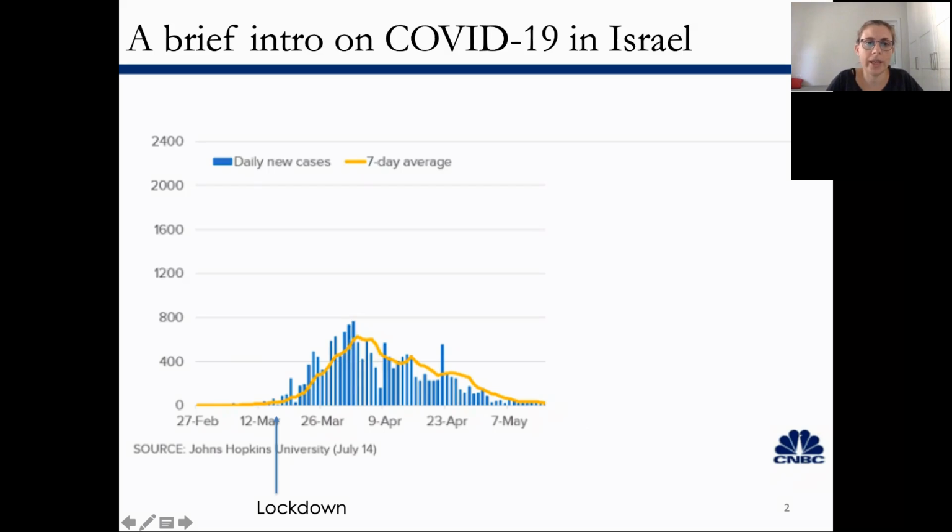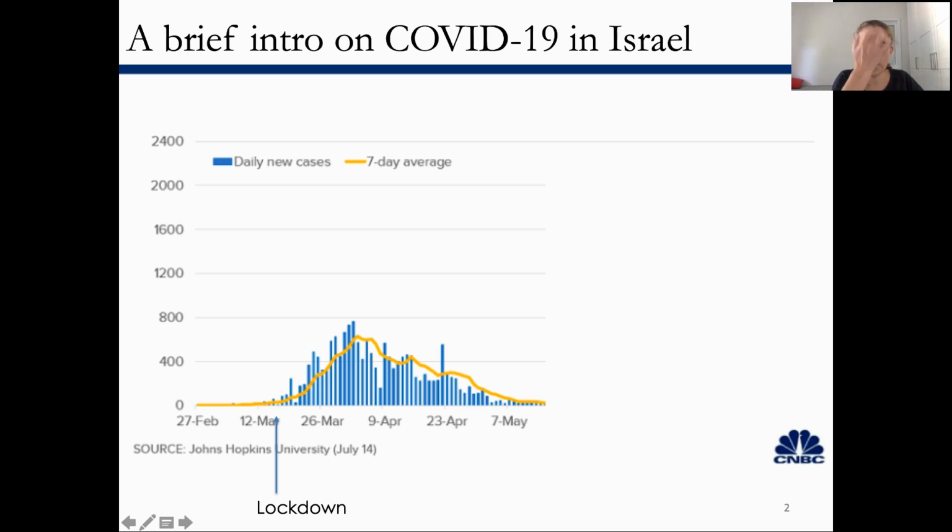So I want to actually begin with a very brief introduction on COVID-19, which is the name of the disease in Israel. And so what you see here is the number of cases across time. The first case in Israel was detected somewhere around February. Then the number of cases began to increase exponentially, as occurred in most of the world. Somewhere in March, lockdown was implemented. It took a while for it to work, as you can see, but afterwards, cases really declined very, very dramatically.